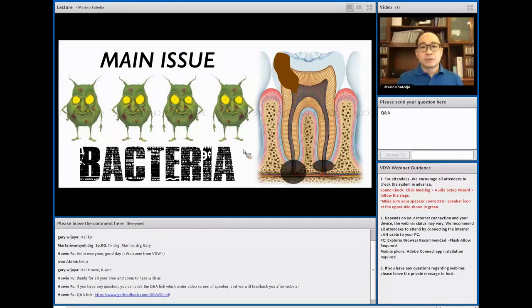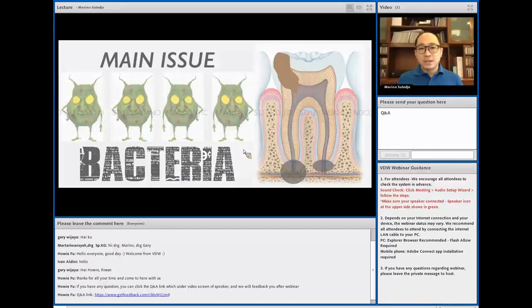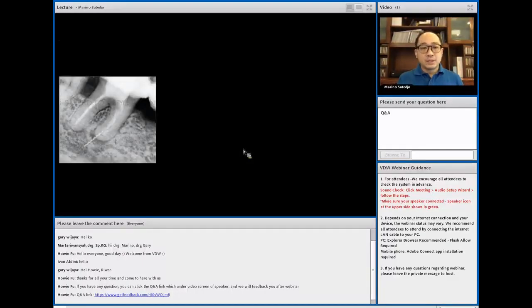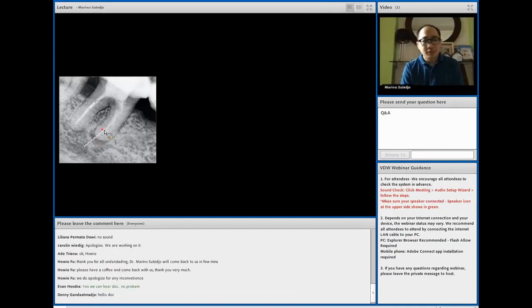I always tell my friends and my colleagues that, for example, if you have a broken file, the main problem itself is not the broken file. The main problem is that there is bacteria surrounding the broken file, so we cannot clean all the bacteria surrounding the broken file, and we cannot clean the bacteria from the level of the broken file until the apical regions. But the main issue is not the broken file. The main issue will always be the bacteria. As I previously mentioned, the bacteria is always the cause.